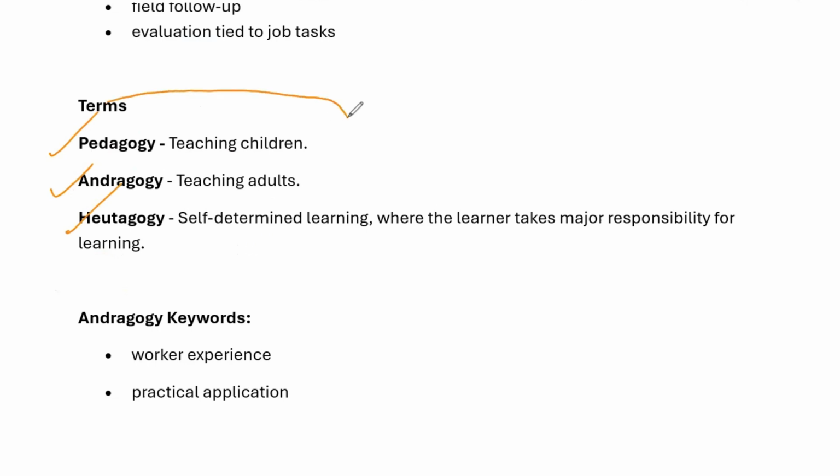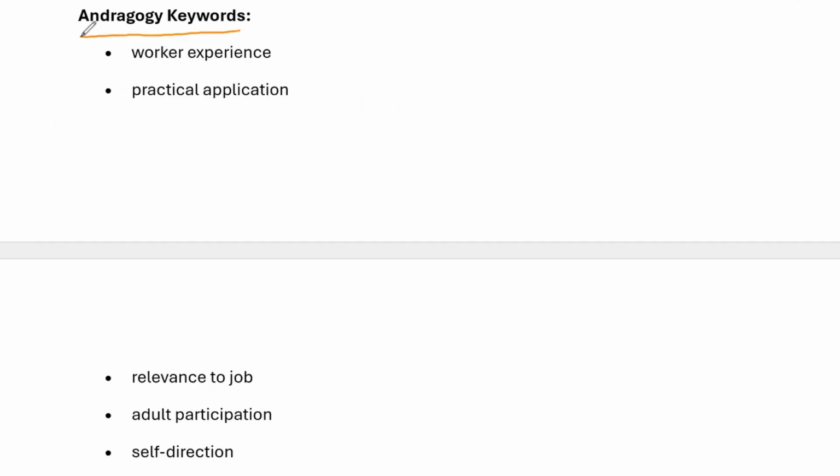So we have to understand the terminology, and you have to use all the three as per the situation. Now, andragogy means adult learning, we already told. So the adult learning keywords are worker experience. In the examination, it can come that the workers are experienced. Experience means you are teaching the adult, so andragogy. Practical application: adults can be taught only by practical application.